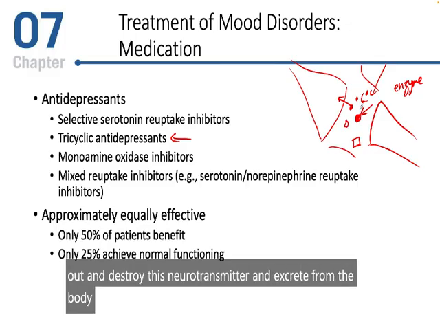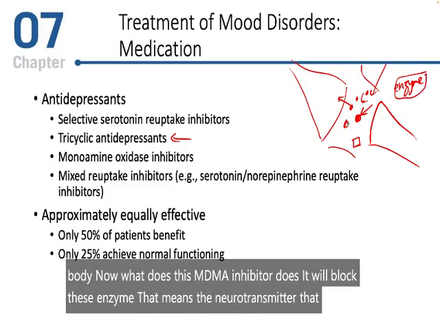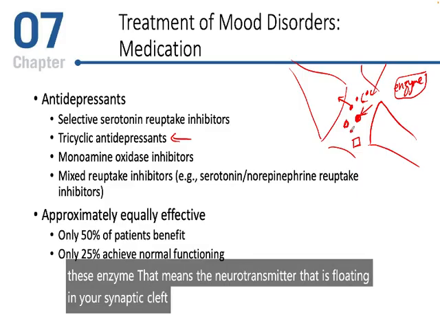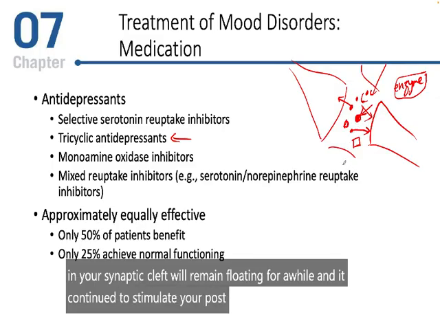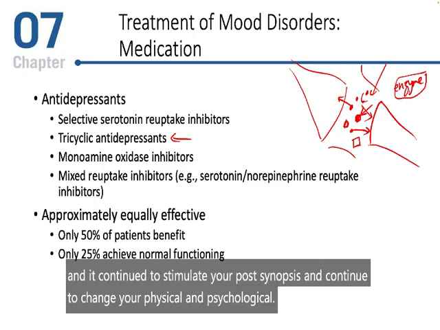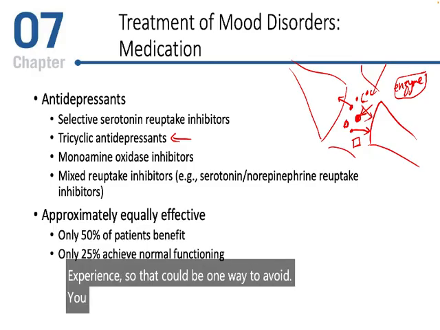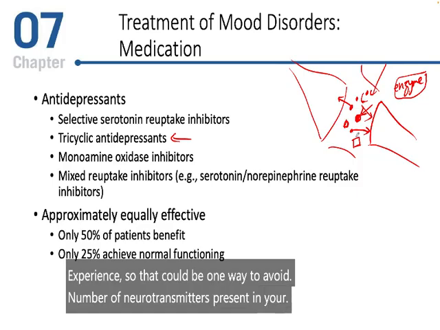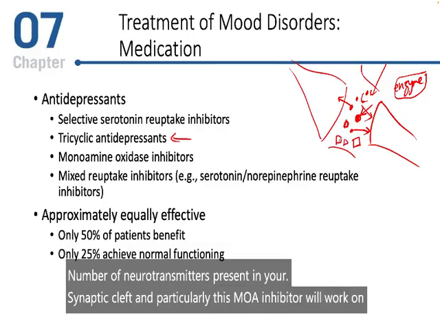Now, what does this MAO inhibitor do? It will block these enzymes. That means the neurotransmitter that is floating in your synaptic cleft will remain floating for a while, and it continues to stimulate your postsynapse and continues to change your physical and psychological experience. So that could be one way to increase the number of neurotransmitters present in your synaptic cleft, and particularly this MAO inhibitor will work on serotonin and norepinephrine.